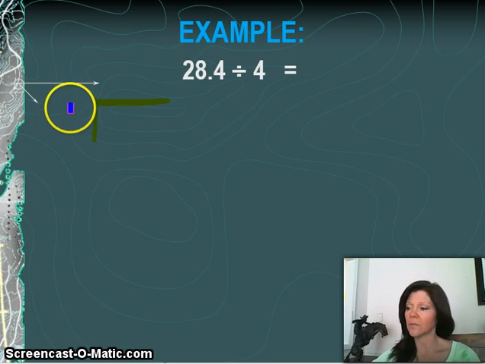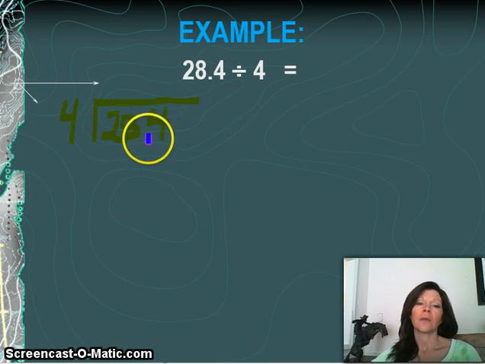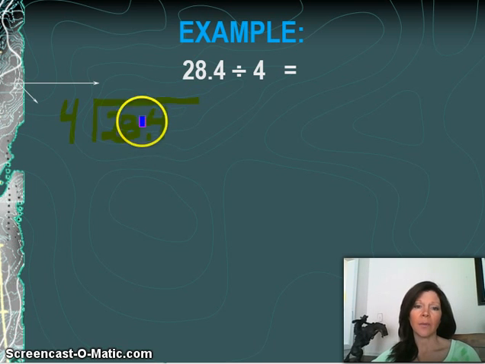All right, your divisor goes on the outside of the dividing house. Your divisor is 4. On the inside of your dividing house goes your dividend. Your dividend is 28 4/10. When you are dividing with decimals, your decimal point has to immediately be brought up onto the top of the dividing house. So your decimal goes in the exact same position directly above it on top of the roof. And then you forget about it until you're done. Then you divide like normal.